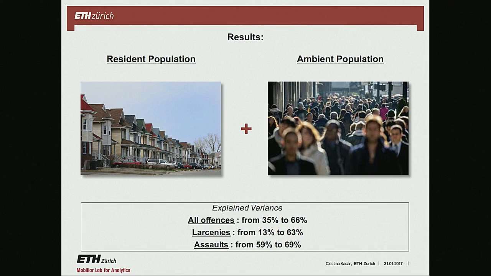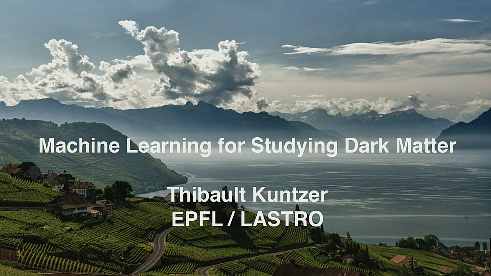So in terms of the results, I have found that ambient population significantly improved the resident population-based models. In a regression setup, with an ensemble of extra trees, for all types of offenses, I've managed to raise the R-squared from 35% to 66%. And especially for larcenies, this works much better, whereas for assaults, which is violent crime that is already well described by the census data, it didn't work that well. Thank you.